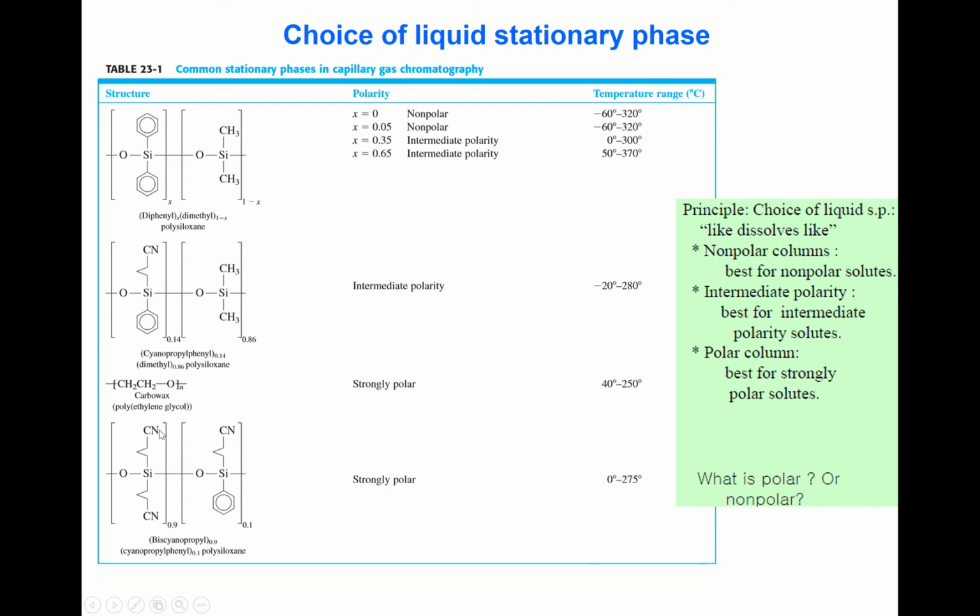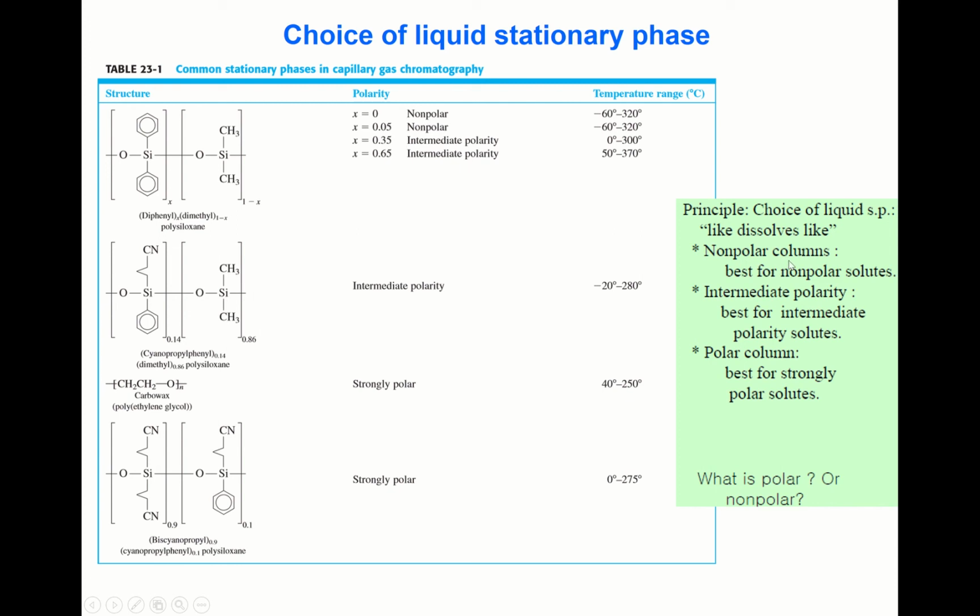And this one, polyethylene glycol, is carbowax. This is also a widely used column. This is strongly polar because of the oxygen atom in the structure, and this is the temperature range. And this one is also strongly polar, and the temperature range here is 0 to 275 degrees C.